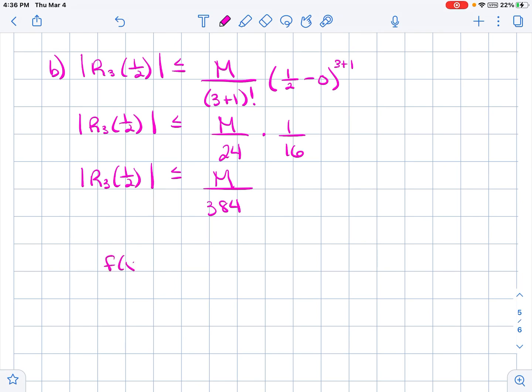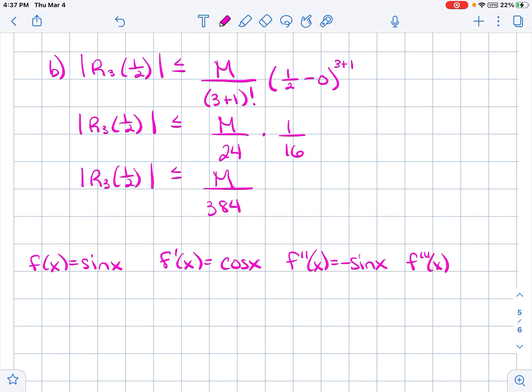So let's find that fourth derivative. f of x was sine x. I'm going to move this over so I have some more space. f of x is sine x. f prime of x is cosine x. Second derivative is negative sine. The third derivative, negative cosine. So now the derivative we're really concerned about here, the fourth derivative, is the derivative of negative cosine, which is back to sine again. So what we're trying to say is we want m to be greater than or equal to the sine of some value z.